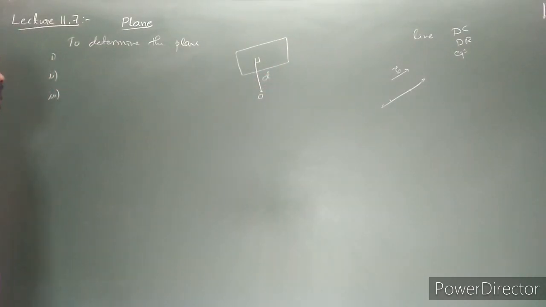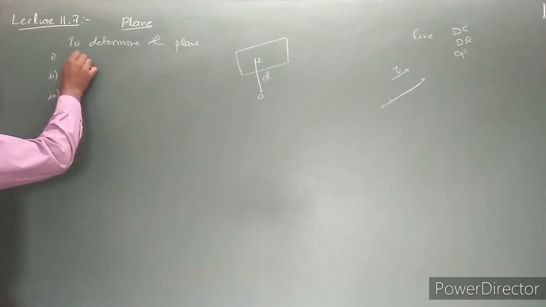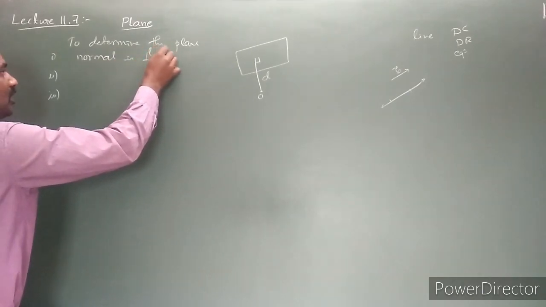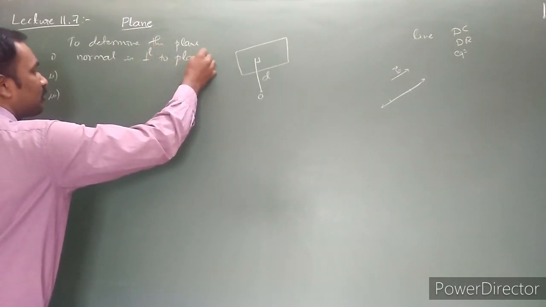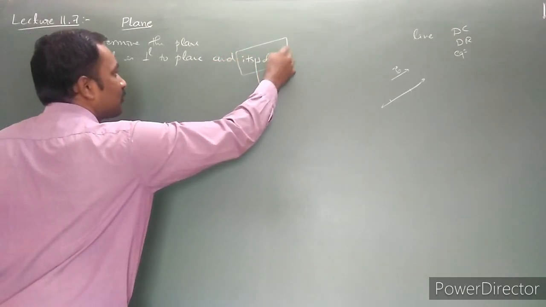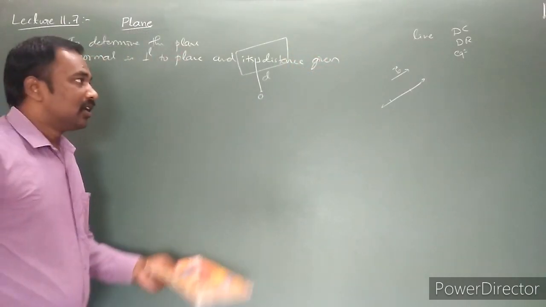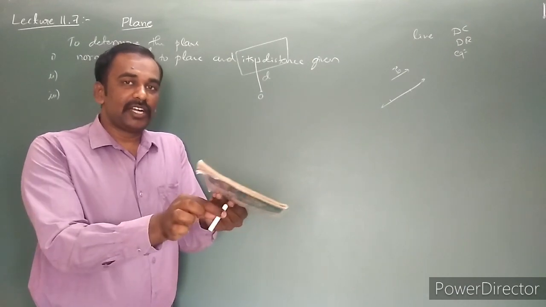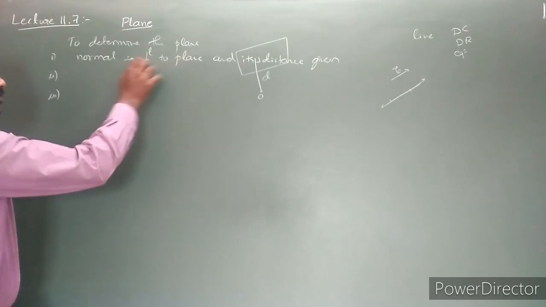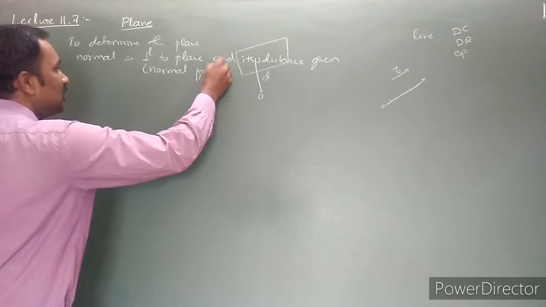How do we determine the plane in the space? It is nothing but a normal perpendicular to the plane, and its distance is given. For this plane, a normal is drawn from the origin and this normal distance is given. So this form is said to be the normal form.